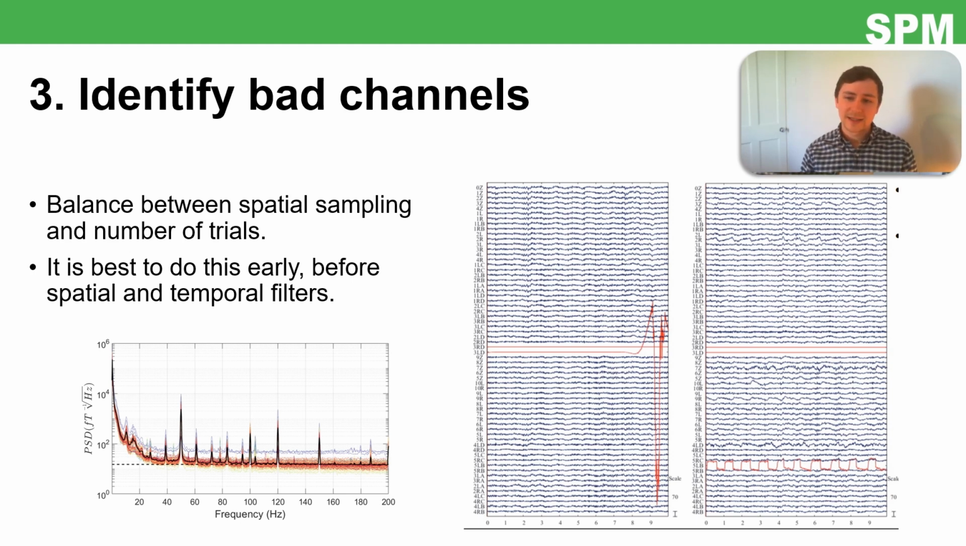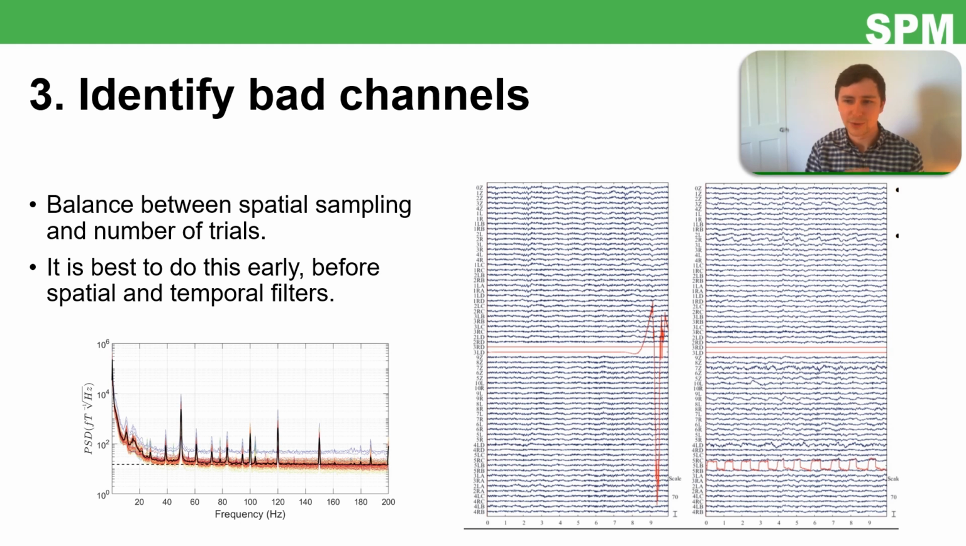Anyway, there's a balance to be struck here between removing channels. You have them for a reason. You have them to get good spatial sampling, high dimensionality in your data. You don't just want to be removing them. So there's a balance between keeping trials in and removing more time points. And generally speaking, if you remove a time point, you remove that time point from all channels. You could remove essentially this segment.